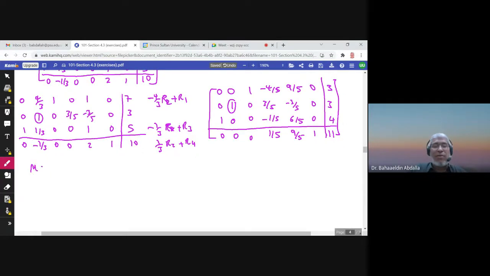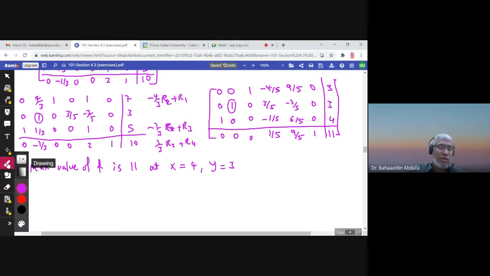So the maximum value of f is 11. X is a basic variable, its value is 4. Y is also basic and its value is 3. But Z is also basic. But we don't have Z because we have only 2 variables and 3 slack variables here. So this is the answer of the problem.